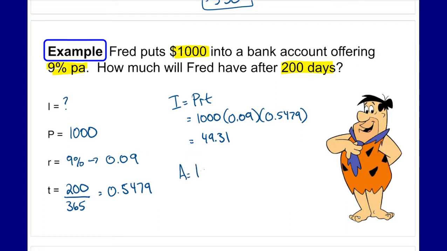To find the total amount, I'm going to take my interest, the 49.31, and add it to the $1,000. Again, the second one is more common sense, so you might not even have to do an equation for it. But after 200 days, Fred is going to have $1,049.31.